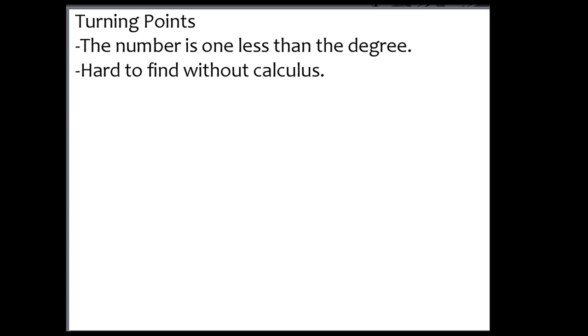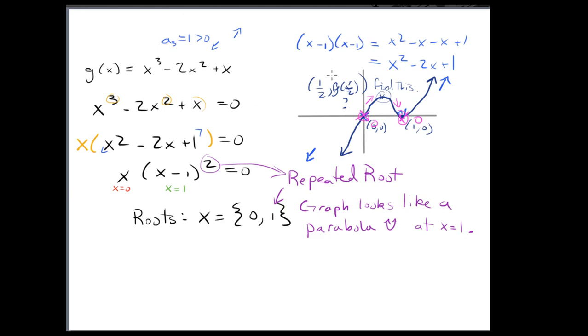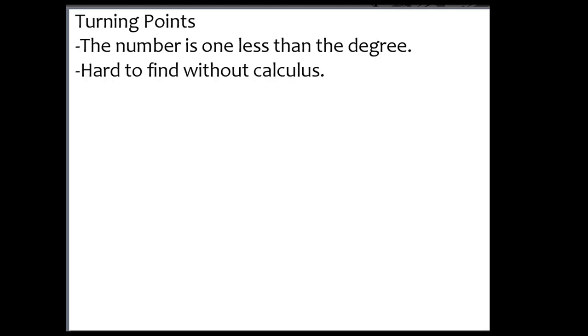Now, let's talk about turning points for graphs. When I was drawing G here, I had it make 2 turning points. And notice how G is third degree. Third degree, two turning points. So the number of turning points is 1 less than the degree.